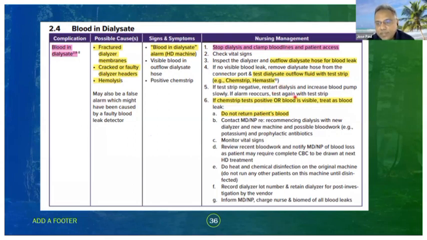So the most important thing is do not return the patient's blood. It might be a hemolysis that is happening. So you don't want to put the patient again in jeopardy by returning all the high content of potassium in the hemolyzed blood sample.